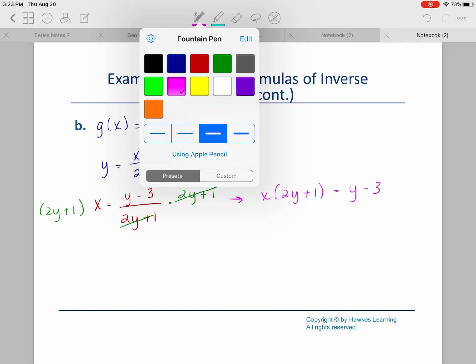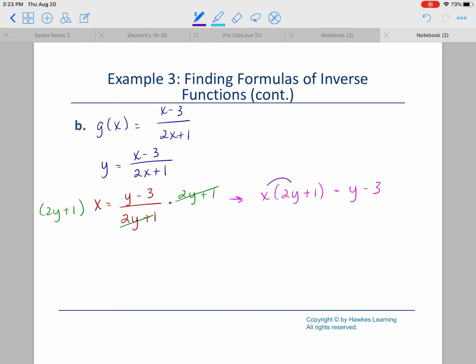But before I get the y all by itself, I'm going to take this x and distribute it in, which is going to give me 2xy plus x equals y minus 3.